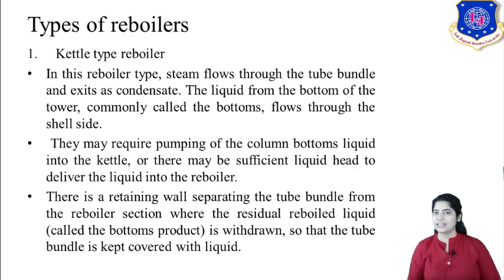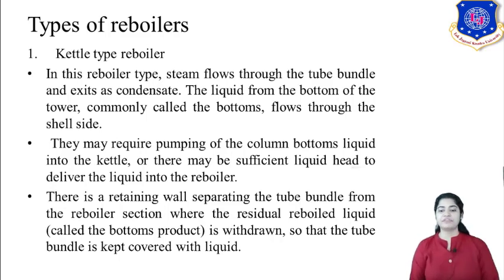Now what are the types of reboiler which you have to study? So first is the kettle type reboiler. In this type of reboiler, steam flows through the tube bundle and exits as condensate. So your heating medium is steam. The liquid from the bottom of the tower, which is called bottoms, flows through the shell side. So you are using steam on the tube side, and your residue product which you have to reboil is kept on the shell side.